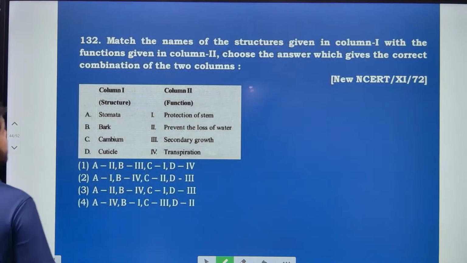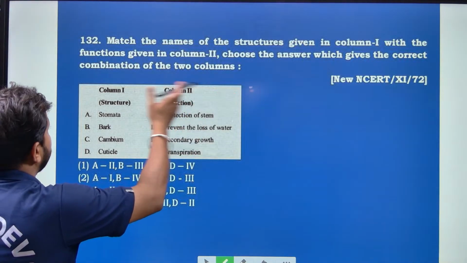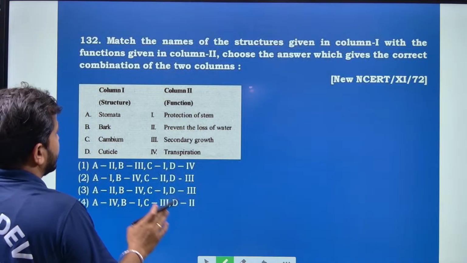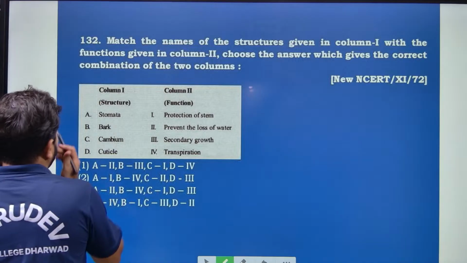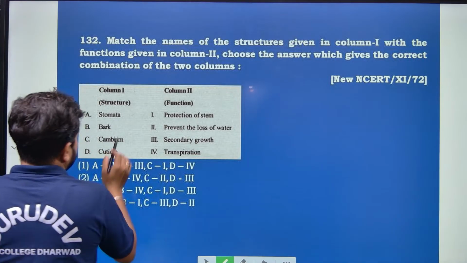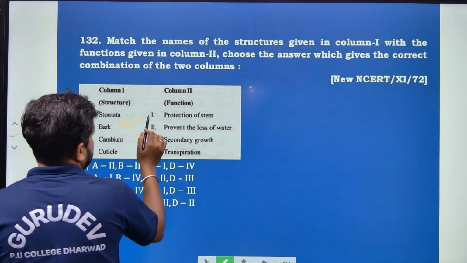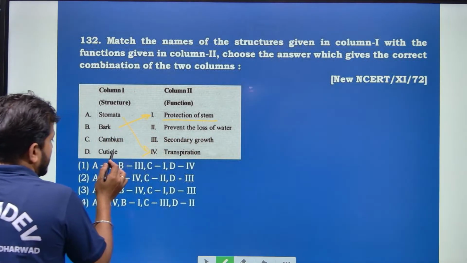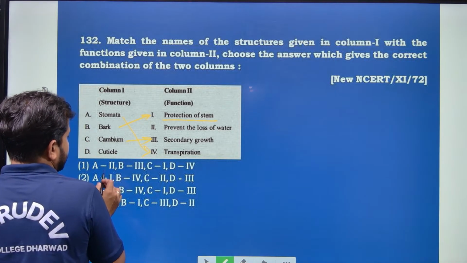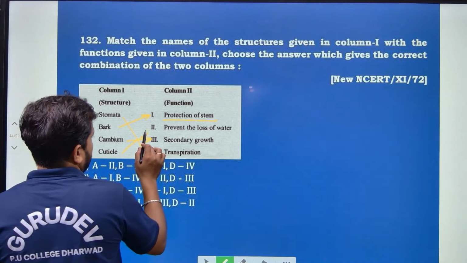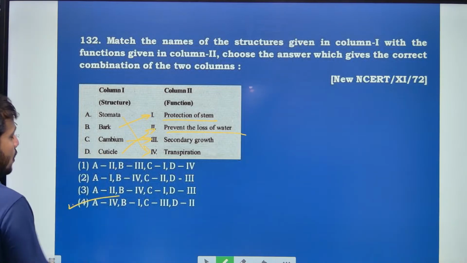Then again, match the names of structures given in column 1 with respect to the function given in column 2, right? Based on that, we have to find out the match. So according to that, stomata majorly carries out transpiration here, right? Then bark is nothing but protection of the stem. Cambium is related with the secondary growth. Then the cuticle prevents the loss of water.